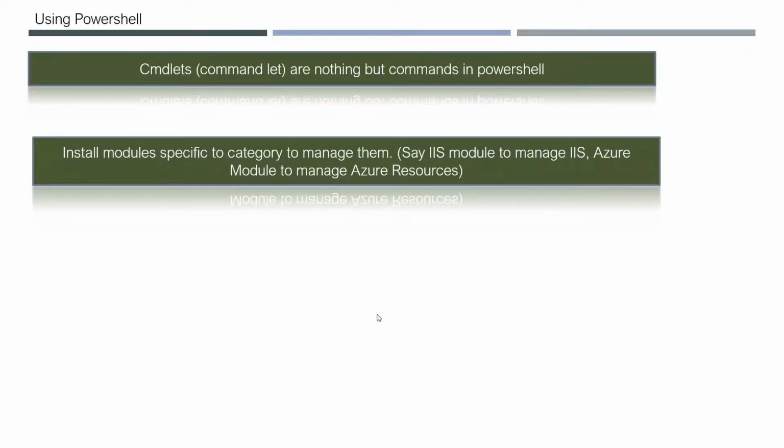Let us say you want to work on IIS. You can install a module related to IIS for PowerShell on your laptop. Similarly, if you want to work with Azure Cloud, you can install the Azure module. So what do you mean by installing these modules? If you don't install those modules, the commandlets related to managing IIS will not be available to you in the PowerShell window. Similarly for Azure Cloud. So installing a module means getting access to all its commandlets.